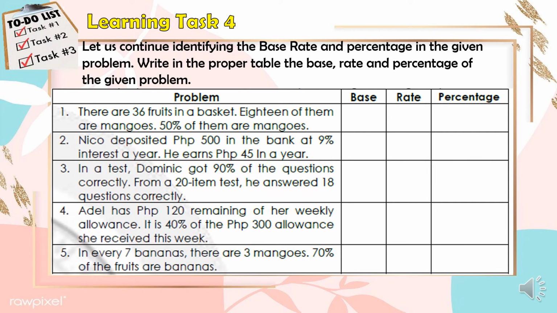So for problem number 1, there are 36 fruits in a basket. 18 of them are mangoes. 50% of them are mangoes. So what is the base, the rate, and the percentage? For number 1, the base is 36, the rate is 50%, and the percentage is 18. Okay, so this time you are going to answer number 2 up to number 5.